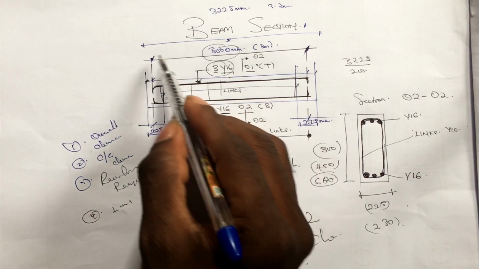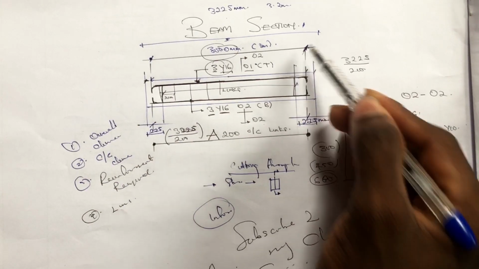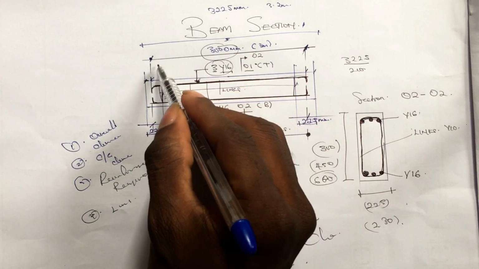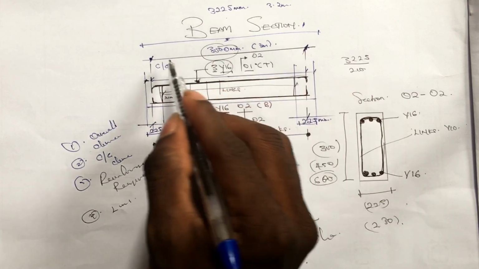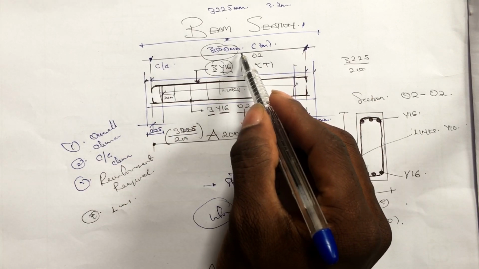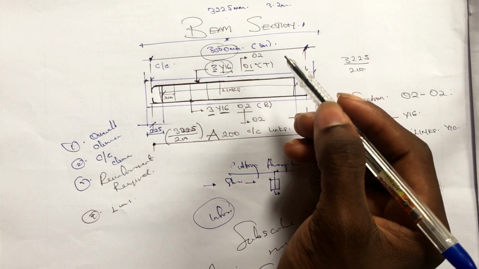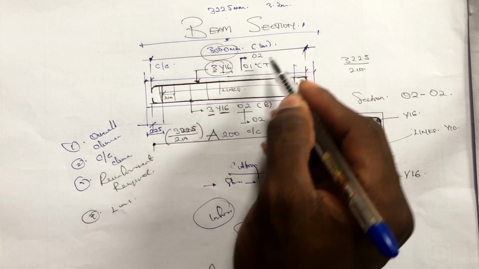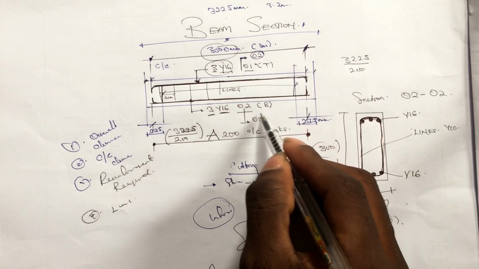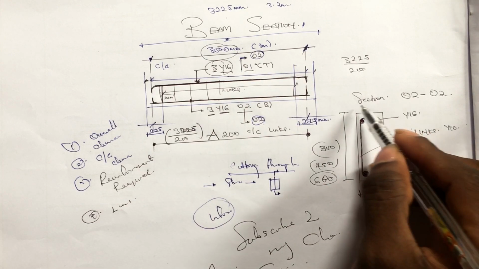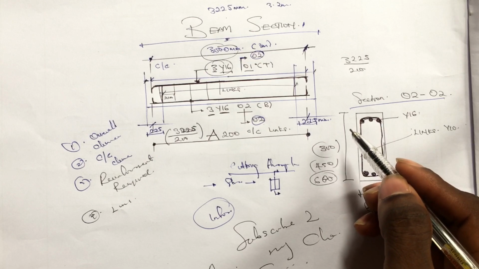So here you actually have the overall dimension of the beam, what is known to be the center to center dimension of the beam, which is known to be 3 meters or 3,000 mm. And here we have the section, the call out of the section O202. So we actually have it here to be section O202.